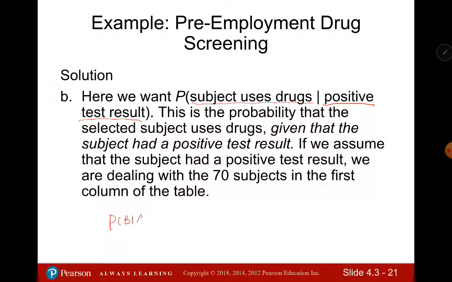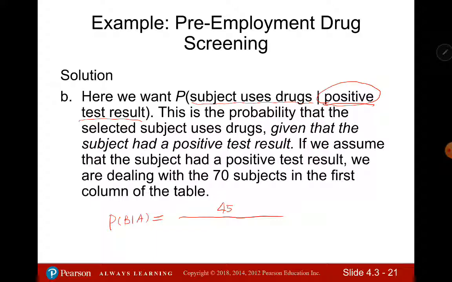B given A, but this time A is positive result. So the first one remains the same. We need to get both A and B. So it's just the same thing. It's 45. 45 uses drugs and get positive result, true positive, right? But this time we want to get the number of our condition, so it will be the number of positive results.